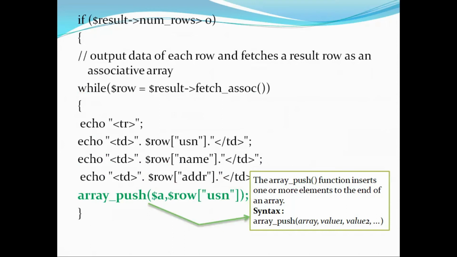Just look at that. Here, the first parameter I am taking as an empty array. Next is the row of USN. Try to understand, I am taking only the USN. All those USNs will be inserted into this array A. I need to sort the records using only USN, so I am fetching only the USN. The USNs are stored in this array called A. After that, I am going to sort this array in order to display the records using selection sort.